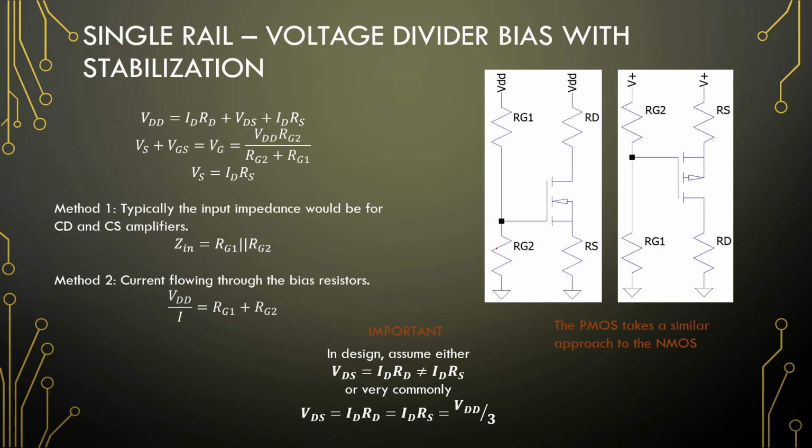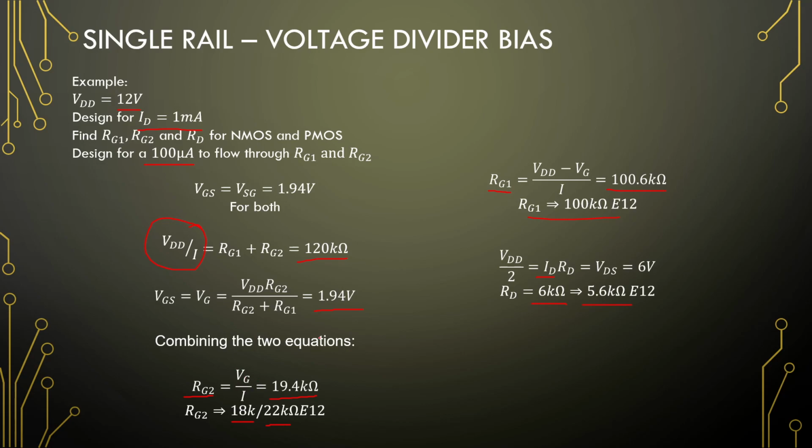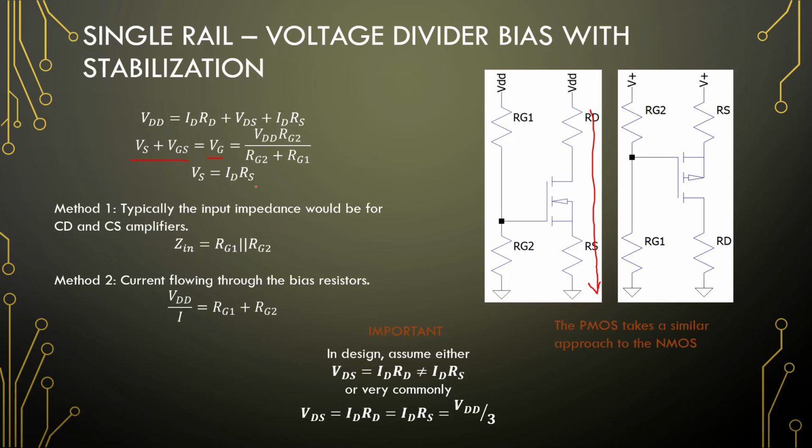So if we add a source resistor, our first loop right here changes a little bit. So we have ID flowing through both of these resistors. So we have IDRD plus VDS plus IDRS. Okay, note now that VS plus VGS is our gate voltage that we had in the previous problem. So you can use these equations directly. And that is still a voltage divider. So the voltage sitting over this resistor will be the voltage sitting over the VGS and IDRS. Okay, or VS if you look at that point right there.